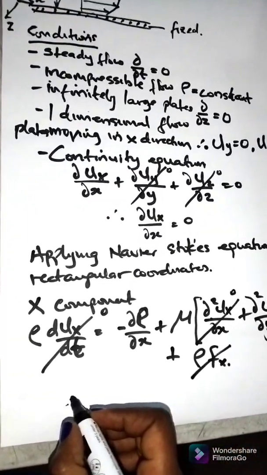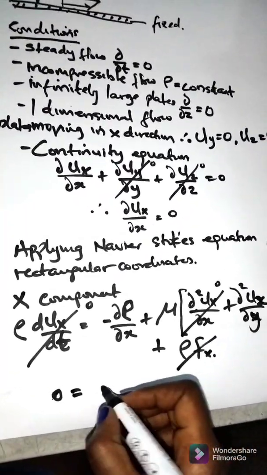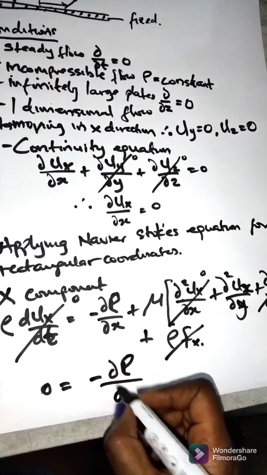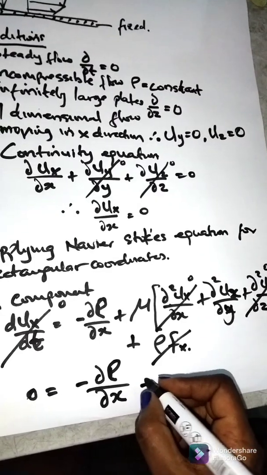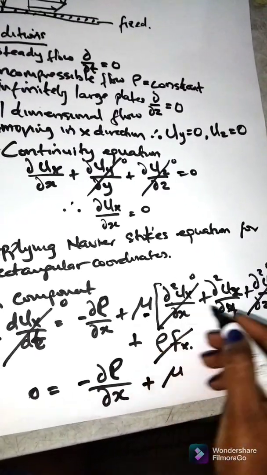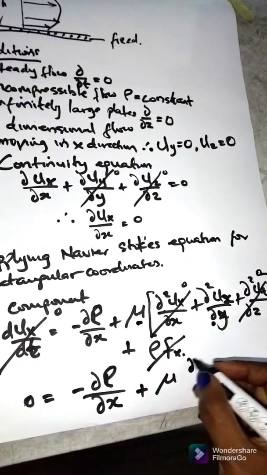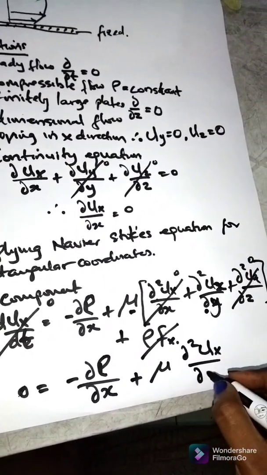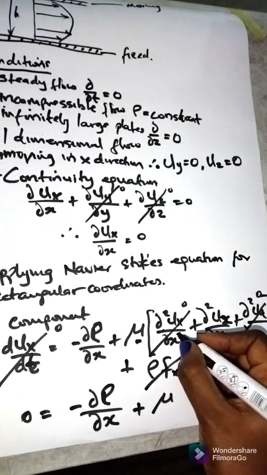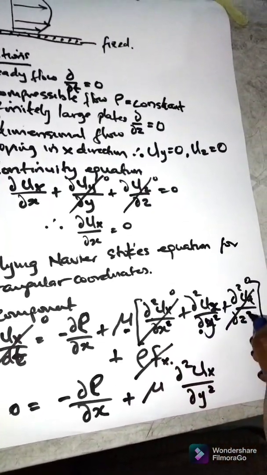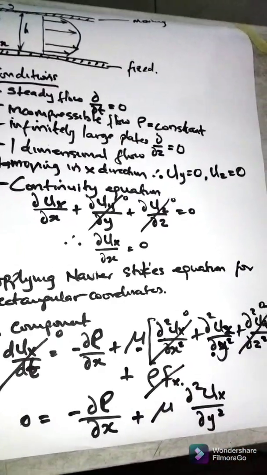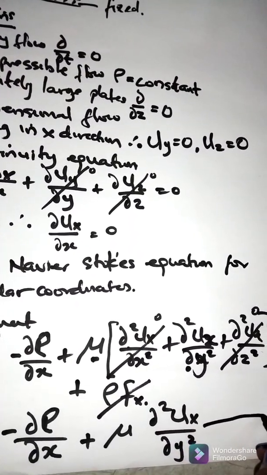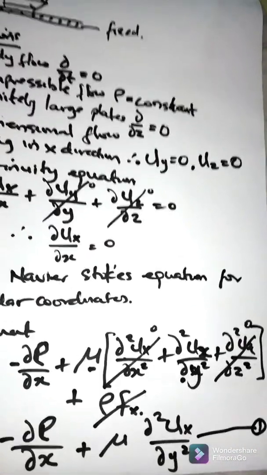So our equation will reduce to 0 equals negative partial p over partial x plus mu times partial square ux over partial y square. Please, this is square. So this is our equation for our x component. We call it equation 1.